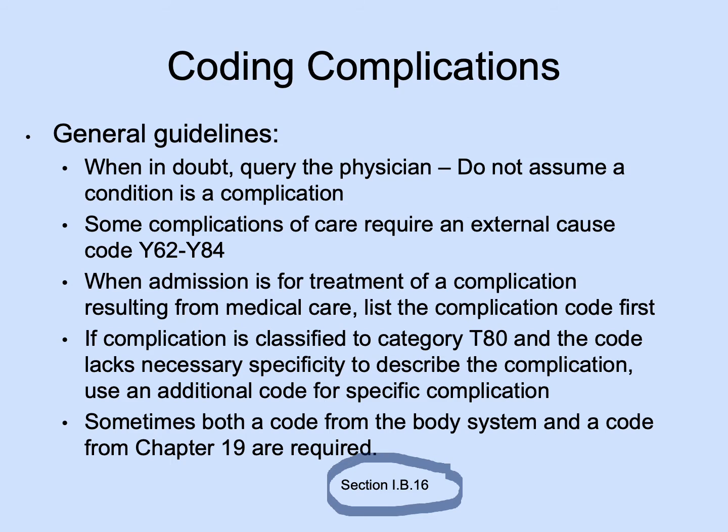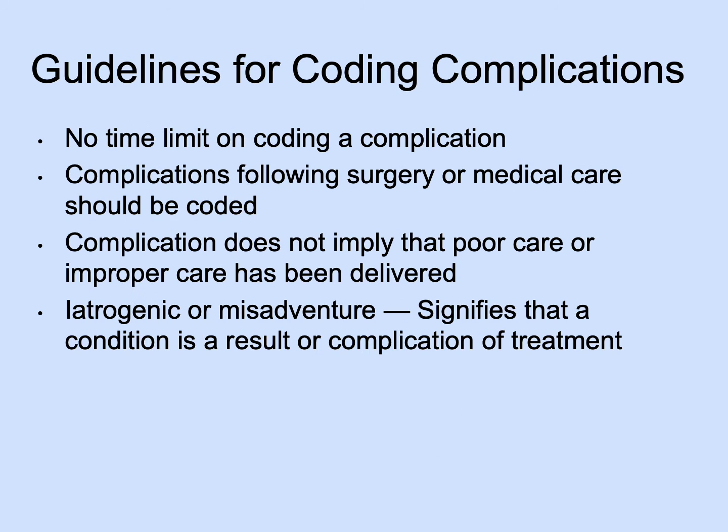Most of the T codes are general, and you need to say, well, what is the specific complication? Sometimes you're going to use both a code from the body system and a code from Chapter 19. Use both. You want to make it as specific as possible. So here are some more general guidelines.